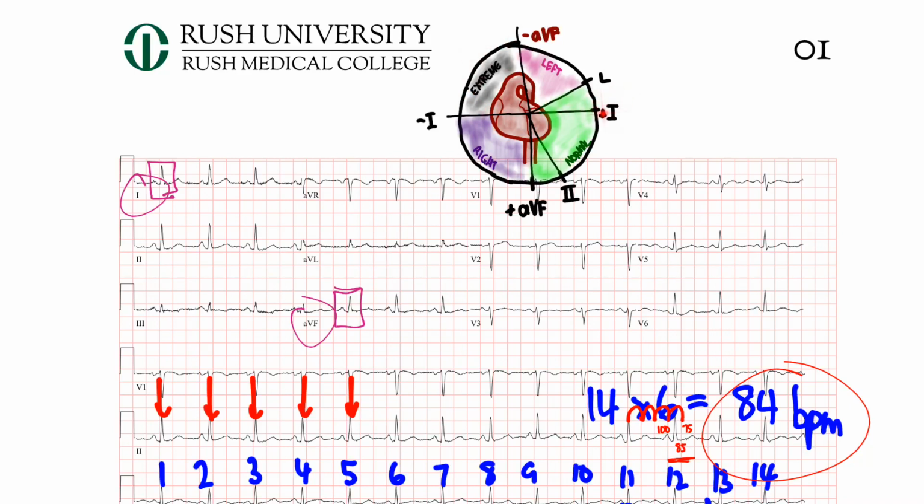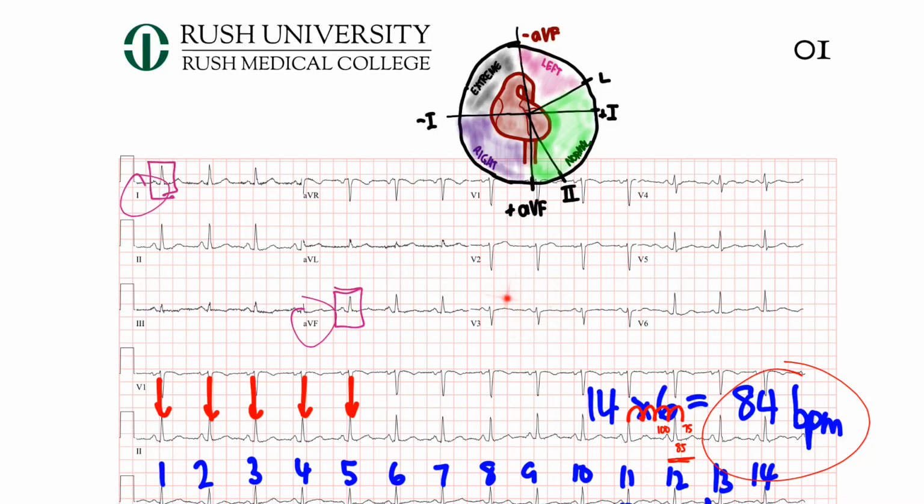Now, what if I is positive and aVF is negative? Then we're in this one here where it could be left or it could be normal. How do you tell the difference? Well, this line here is the line of difference. So there's two things you can do. You could either look at aVL and see if it is neither positive nor negative, meaning it is equally positive and negative. Or you could look at II. If II is positive, you know that you're going in this direction and you're on the positive side of aVL, which means it's normal. If II is negative, you are on the opposite side, the negative II side, so it's probably left.